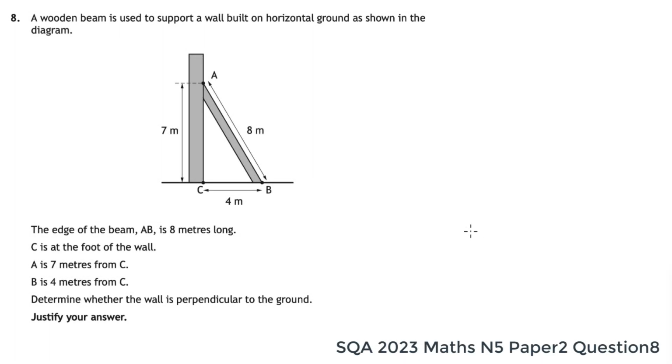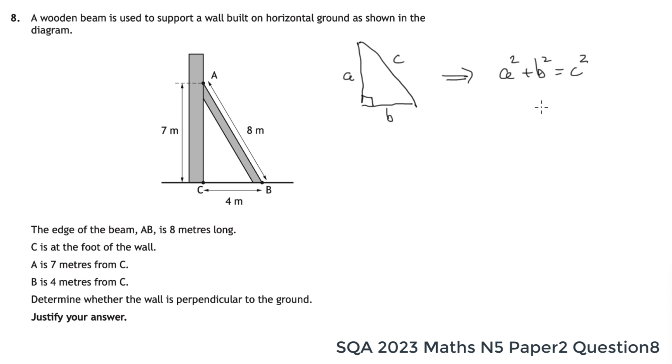So here's question 8, and we've got a wooden beam used to support a wall. It's built in horizontal ground as shown in this diagram, and we've got all the measurements there, and we've to determine whether the wall is perpendicular to the ground, justifying our answer. So let's just remind ourselves, if we have a situation like this where we do have a right angle, then Pythagoras' theorem tells us that a squared plus b squared equals c squared.